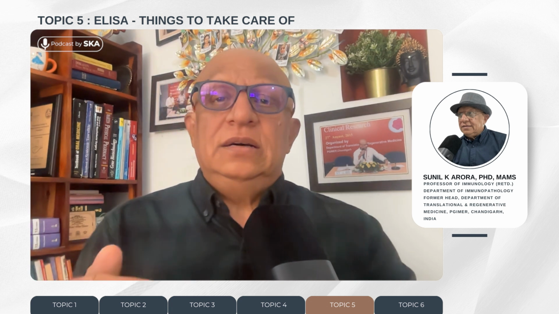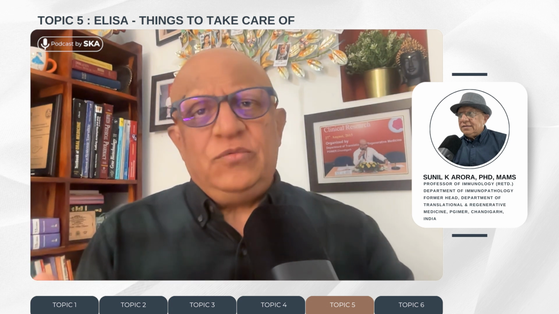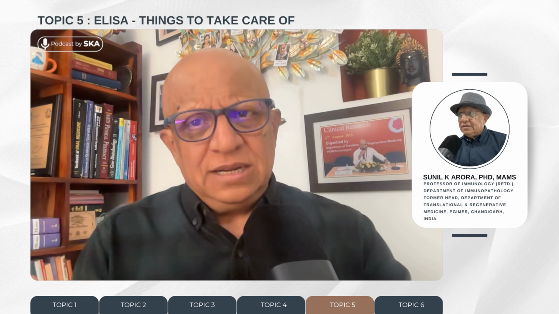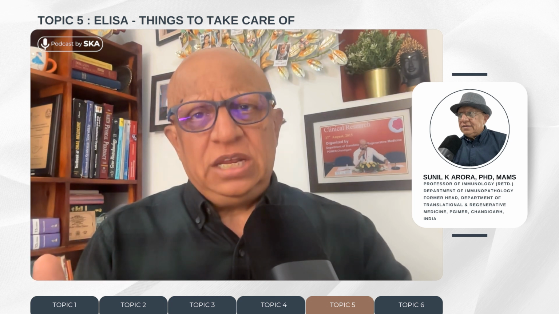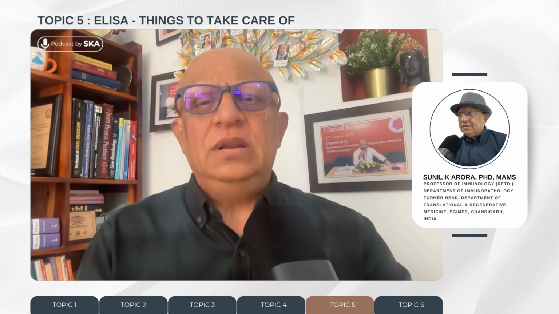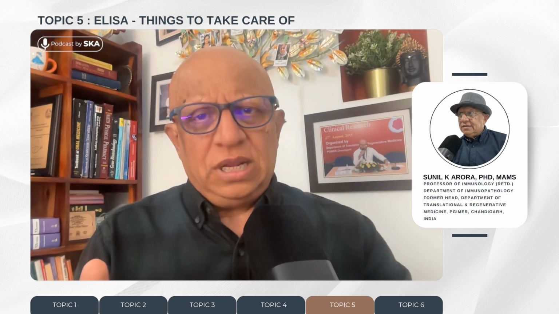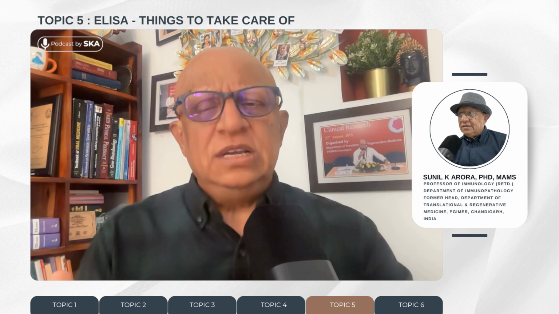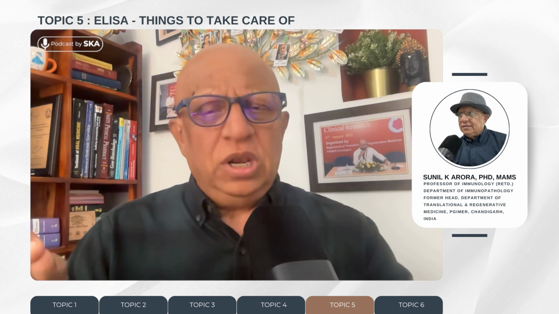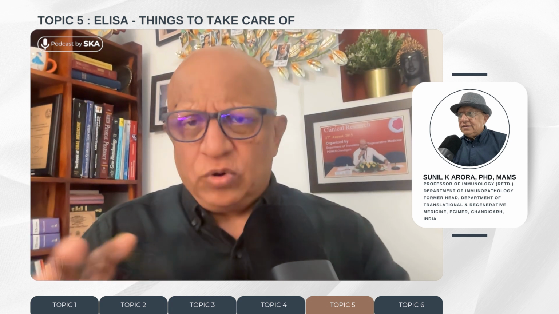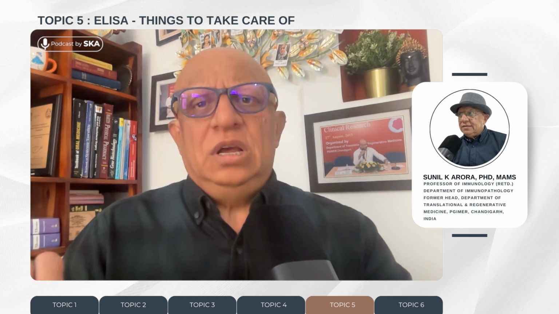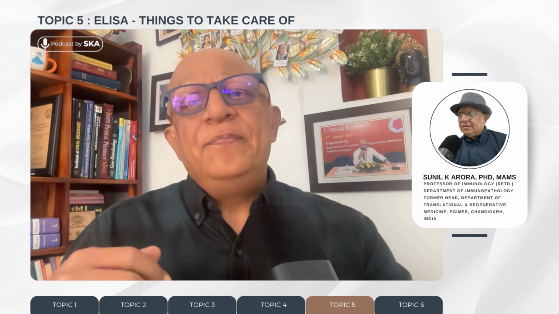Then the washing steps, the washing buffer will always contain a non-ionic detergent instead of the ionic detergents which are normally available. So you should look for the non-ionic detergent, and the washing steps have to be really rigorous so that the residual amount of previous antigen or non-specifically adhered components can be washed off.